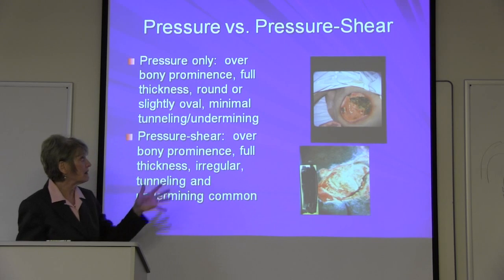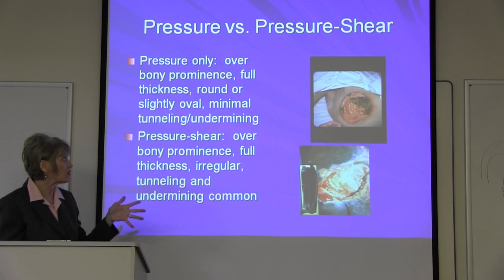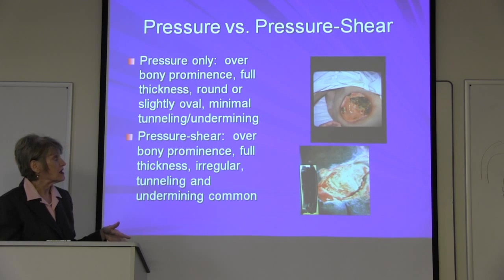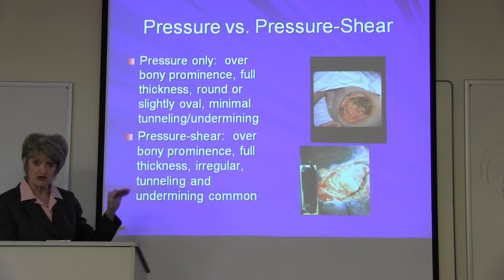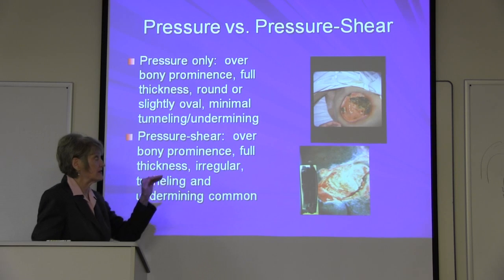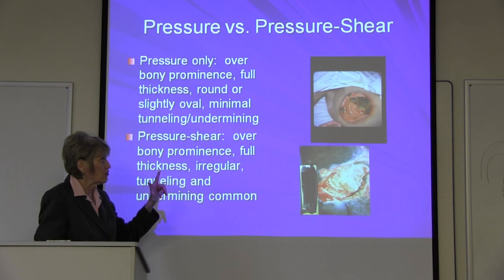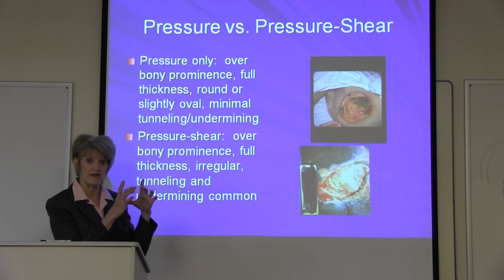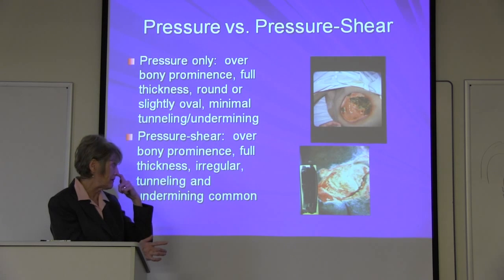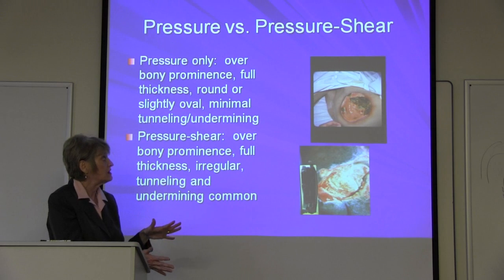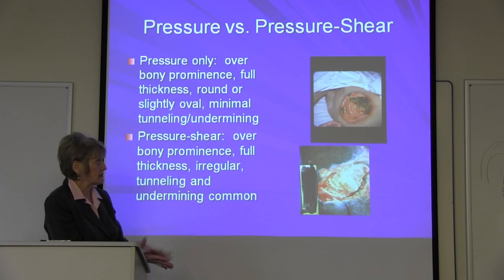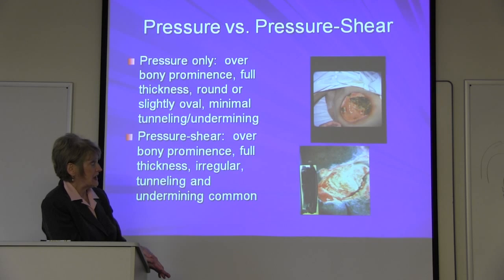So looking here, the causative factors, of course, are pressure and shear. If you have a pressure ulcer alone, no shear force involved, it's going to present like you see on top. A pressure ulcer alone will essentially mirror the shape of the underlying bony prominence, so it's going to be basically round or slightly oval. It typically extends to the muscle, as you see here, and again, very common to have necrotic tissue. In the slide on top, you see eschar.